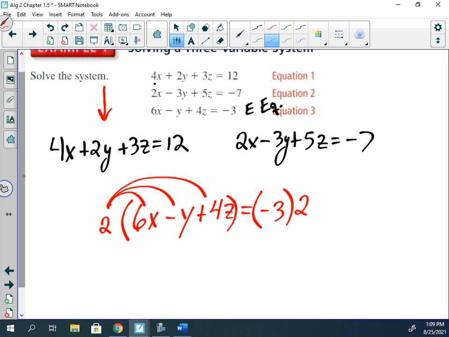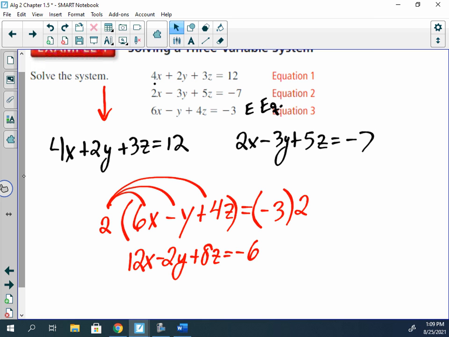Well, 2 times 6x is 12x. 2 times negative y is negative 2y. And 2 times 4z is going to be plus 8z is equal to negative 3 times 2 is negative 6. Any questions on how we got this part here? Okay.